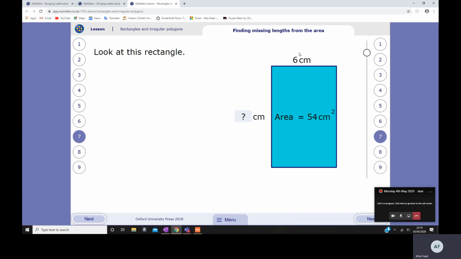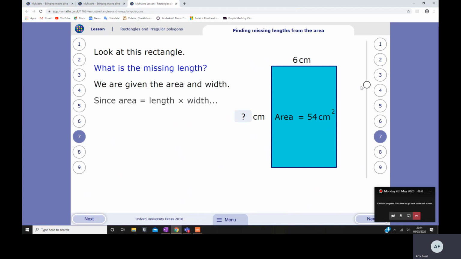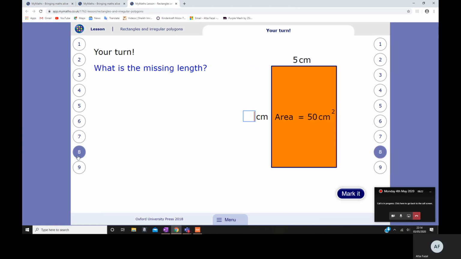So looking at the rectangle, 6 times something is 54. Counting up in our sixes till we get to 54. So it's length times width. So it's 6 times whatever this number is here in the question mark, which equals 54, and it's 9. So 5 times what is 50? Nice and simple. Let's count up in our fives first. 5, 10, 15, 20, 25, 30, 35, 40, 45, 50. So it's 10.